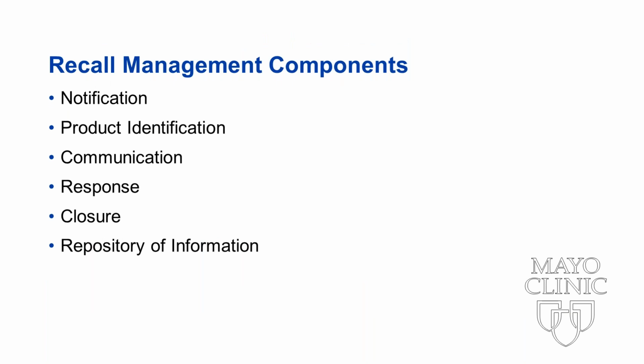The recall management program has multiple components. The first is notification. That's when we receive a notification from the supplier or the FDA. Our preferred route for notification is to receive that electronically. Now, we do get a fair number electronically from the supplier.